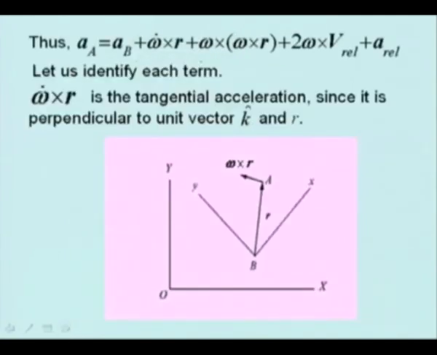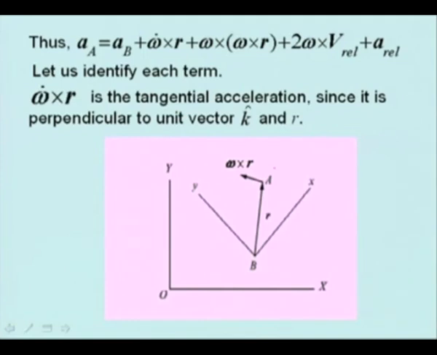Thus, AA is equal to, we get this big expression: AB plus omega dot cross R plus omega cross omega cross R plus 2 omega cross V rel plus A rel. Let us identify each term in it. Omega dot cross r is the tangential acceleration, since it is perpendicular to unit vector k and r. Omega is having the direction k, therefore omega dot is also having the direction k. Omega dot cross r is the vector which is in the tangential direction.